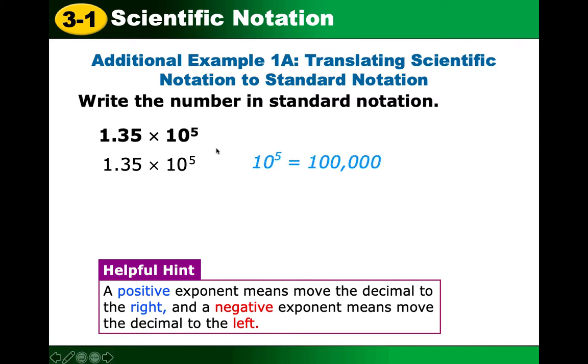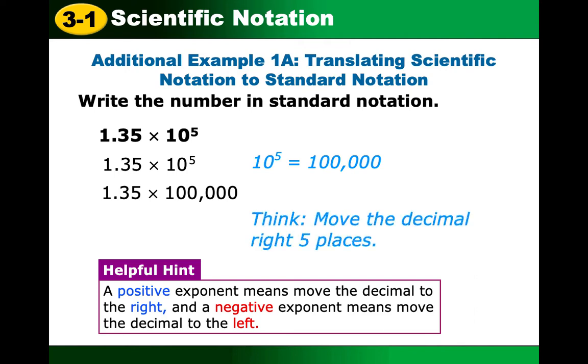And by the way, 10 to the fifth is 100,000, which is exactly what it sounds like. It's 10 times 10 times 10 times 10 times 10, just like we would do with an exponent. Well, to do that, we're simply going to move the decimal point to the right 5 places. And when we do that, you can see that the decimal point that was here is going to go 1, 2, 3, 4, 5 and end up here. And our answer is going to be 135,000. Okay? So that's how that works.